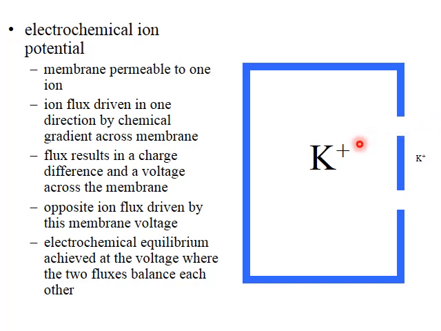The same number of potassium ions is moving out per unit time as is moving in due to the electrical gradient. So we have an equilibrium condition where there's no more net potassium flux across the membrane, and this will happen at a particular negative voltage inside the cell. The value of this voltage is called the electrochemical equilibrium potential. And as you can imagine, the larger the original potassium gradient, the more negative will be the electrochemical equilibrium potential.